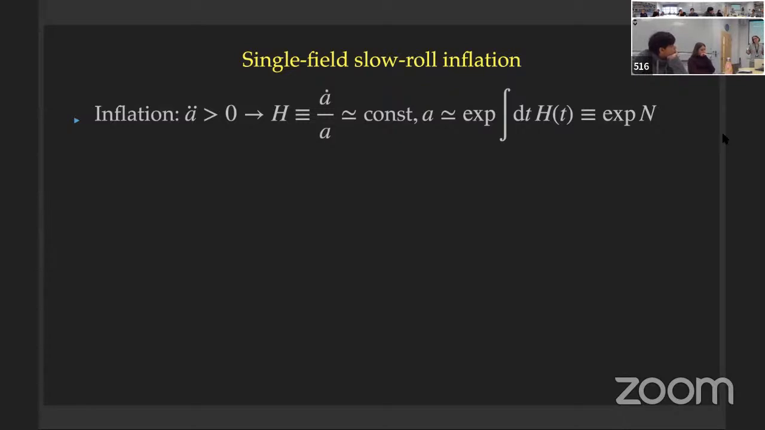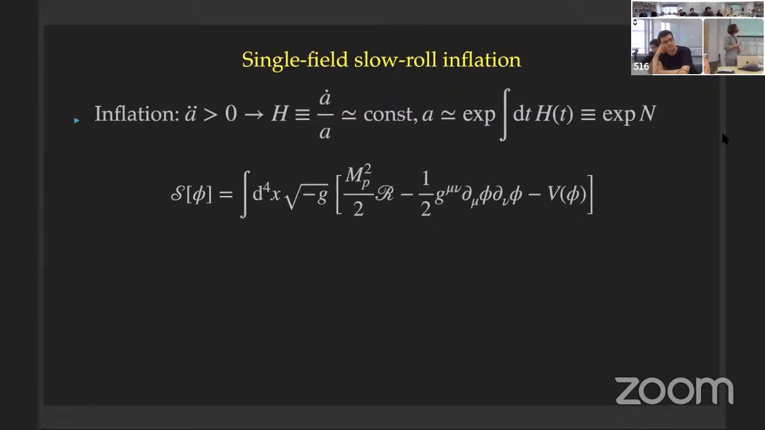Now, you can describe things using cosmic time as time variable, but usually in inflation, we use another time variable, which is the number of e-folds. So the number of e-folds N is defined as the integral of the Hubble rate. And you just remember it because basically it's telling you how many e-folds has the scale factor grown during inflation.